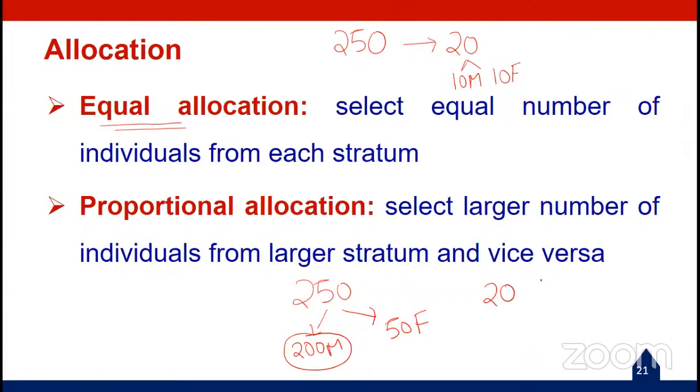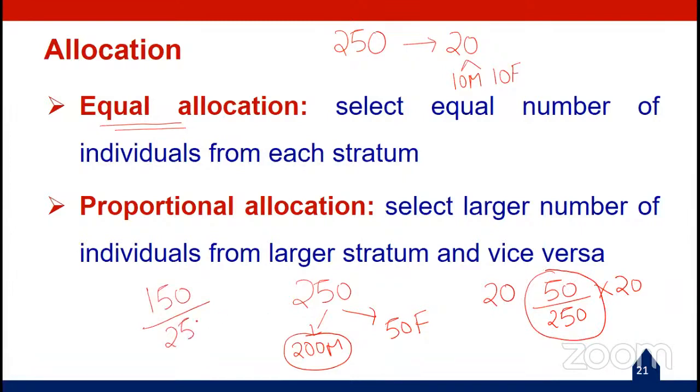Something like maybe we can calculate: there are 50 out of 250 and our sample size is 20. So we can allocate proportionately. For males, 150 divided by 250, and our sample size is 20. Something like that we can allocate proportionately. So this is called proportional allocation.